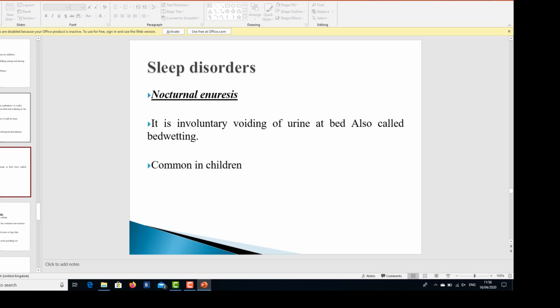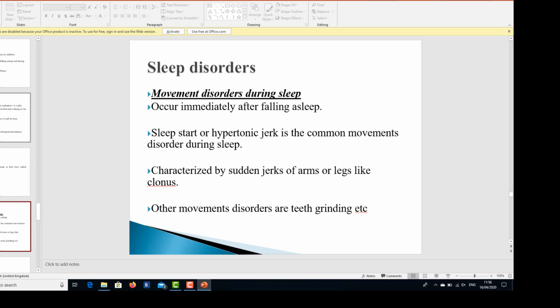Nocturnal enuresis. It is involuntary voiding of urine in bed, bedwetting, common in children. Movement disorders during sleep. It occurs immediately after falling asleep. Sleep start or hypnic jerk is the common movement disorder during sleep. It is characterized by sudden jerks of arms or legs like clonus. Other movement disorders are teeth grinding.